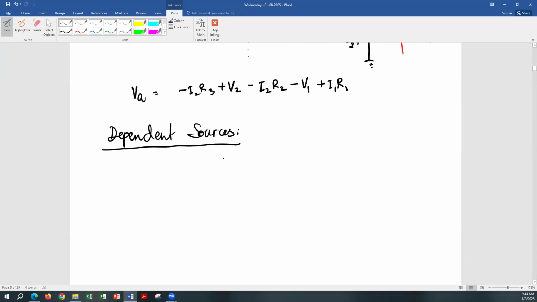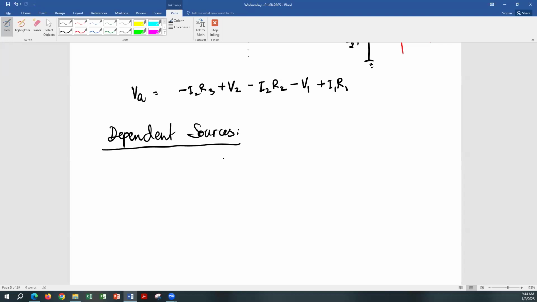Quite a few of you who finished 2035C discussed dependent sources. In the DC and AC courses, dependent sources were not discussed. So just a quick review of what dependent sources are. Dependent sources basically are electronic components.